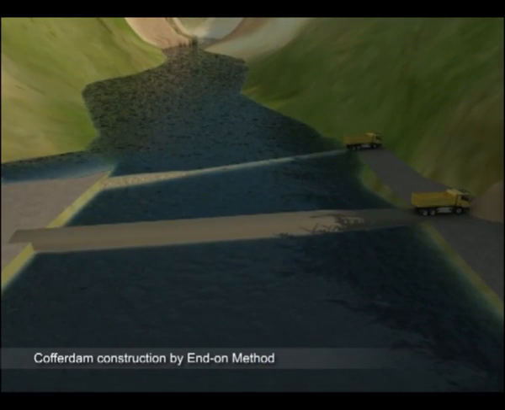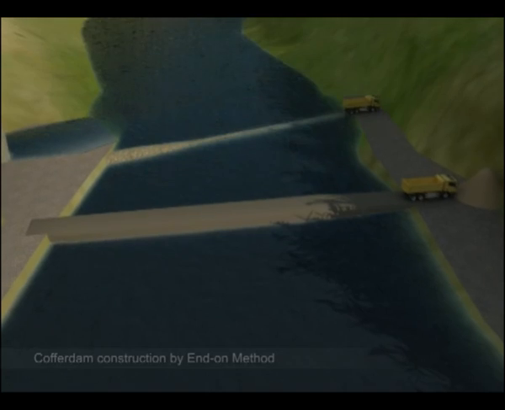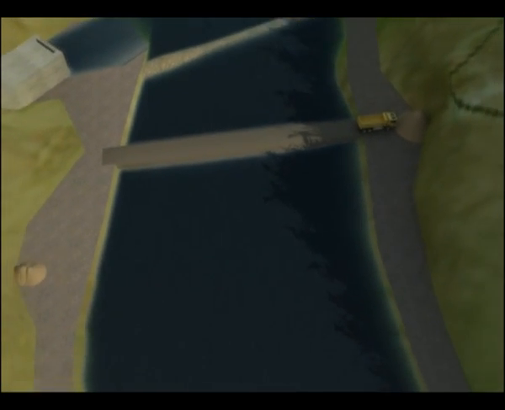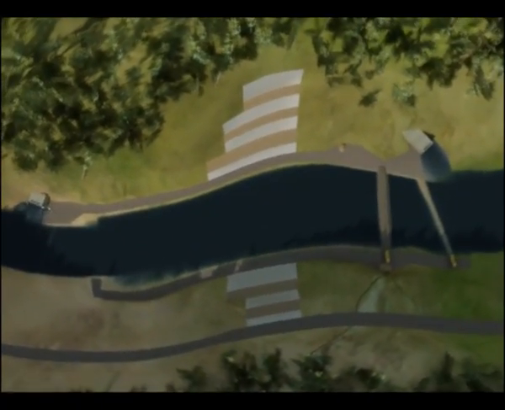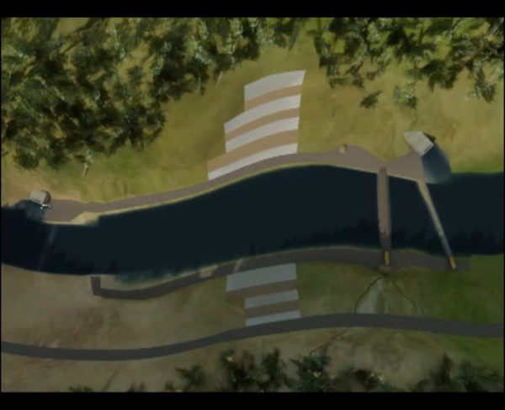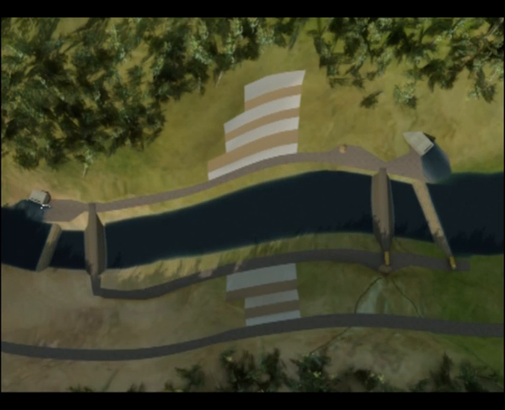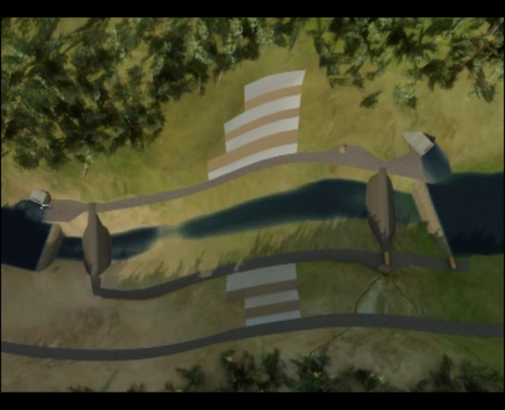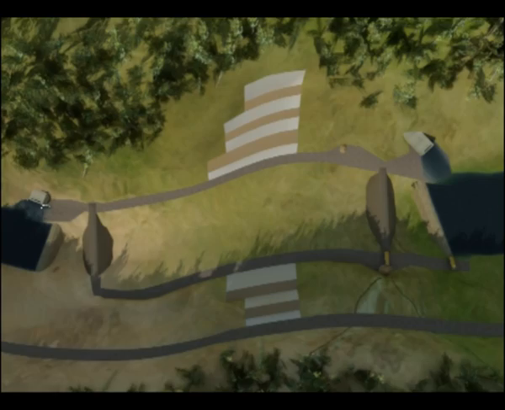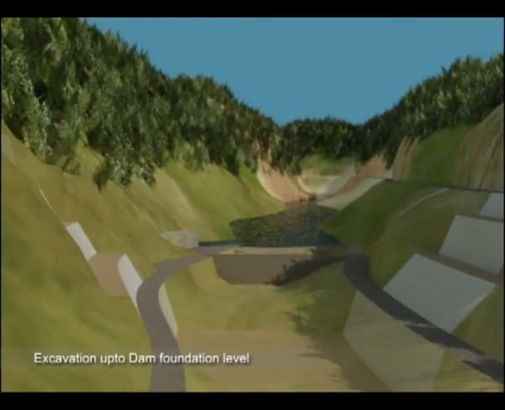Dikes divert the river flow through the diversion tunnel at upstream and prevent the downstream water going back to the dam site. Upstream and downstream coffer dams are then constructed using the material excavated from the abutment slopes and the diversion tunnel. Water between the coffer dams is pumped out to expose the river bed. Further excavation is now carried out up to the dam foundation level.